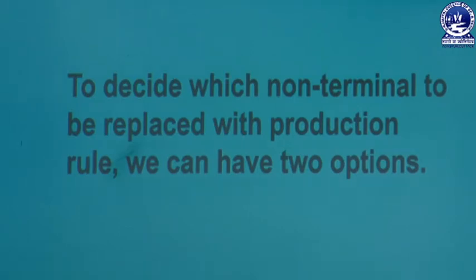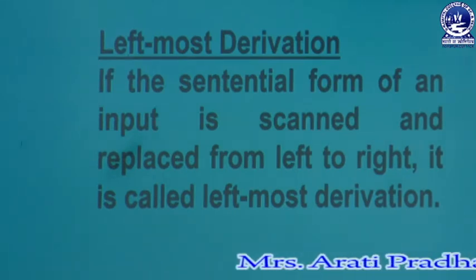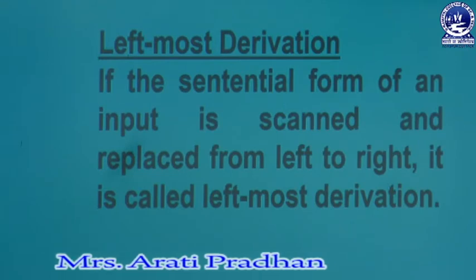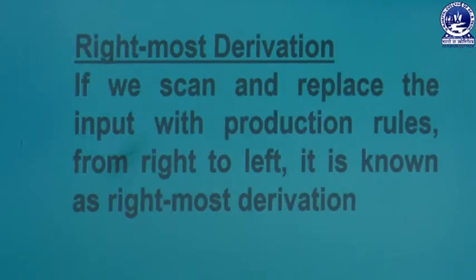We can have again two different types of option. The first one is leftmost derivation and the second one is rightmost derivation. If the input is scanned and the derivation process is going from left to right, then it is called leftmost derivation. And if the input is scanned and replaced from right to left, then it is called rightmost derivation. It is very simple.